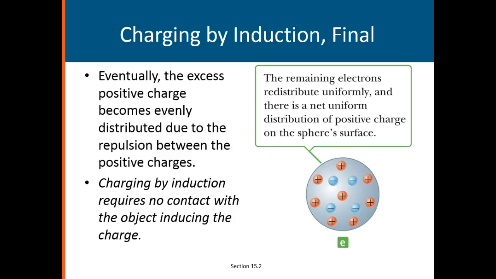Okay? The remaining electrons redistribute uniformly. The positive charges distribute fairly uniformly. There is a net uniform distribution of positive charge on the sphere surface. That's where the charges always go on a conducting surface. On a conductor, they go to the surface. Okay? So, charging by conduction leaves the same charge on the sphere as what you had on the charger. Induction, where they never actually touch, and you let the charges bleed away, that gives you the opposite charge from what was on the charger, you might say.